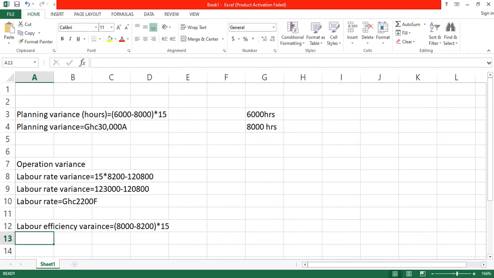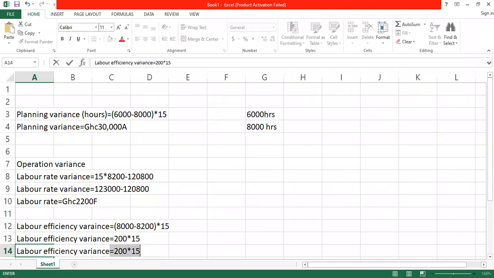15. So labor efficiency is equal to 200 times 15. How much are we getting? 3,000. It's 3,000 adverse.